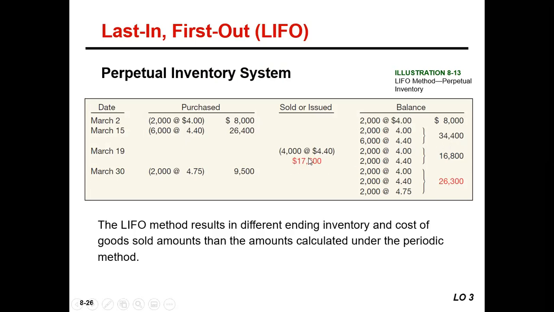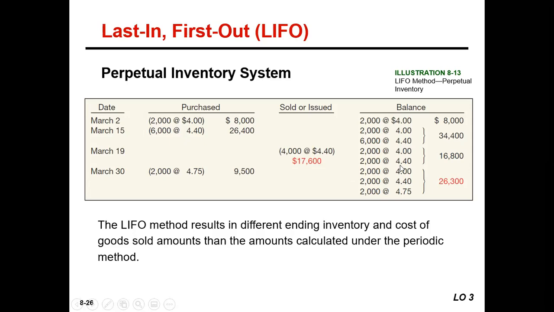Now we sell 4,000 units. Again, we're going to sell them from these 6,000. We're going to sell them from the newer goods, right? We're going to sell them from the newer goods purchased. So then we sell 4,000 units at $4.40 each. We're left with 2,000 at $4 and then 2,000 at $4.40. Again, we had 6,000 at $4.40, but we sold 4,000 of them, right? So we got 2,000 at $4.40 left.